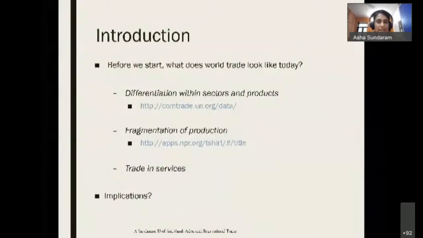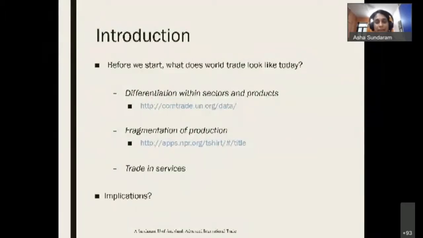The second point is trade today works within global value chains, right? So there is immense fragmentation of production. Now, the link I gave you there, unfortunately, I don't have the time to play, but it's a very interesting NPR documentary. NPR is National Public Radio in the United States, and they have this documentary that tracks a t-shirt, right? So they're looking at how a t-shirt is made, and what they show you is how the cotton that is grown in the United States is then sent across to Asia to make it into yarn. And then the yarn is made into fabric in Colombia. And then from there, it is moved to Bangladesh, which is where the apparel manufacturing happens. And then from Bangladesh, it's moved back to the US.